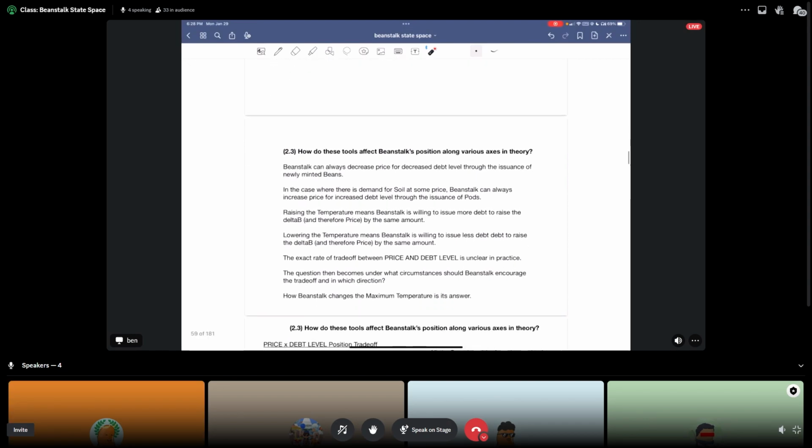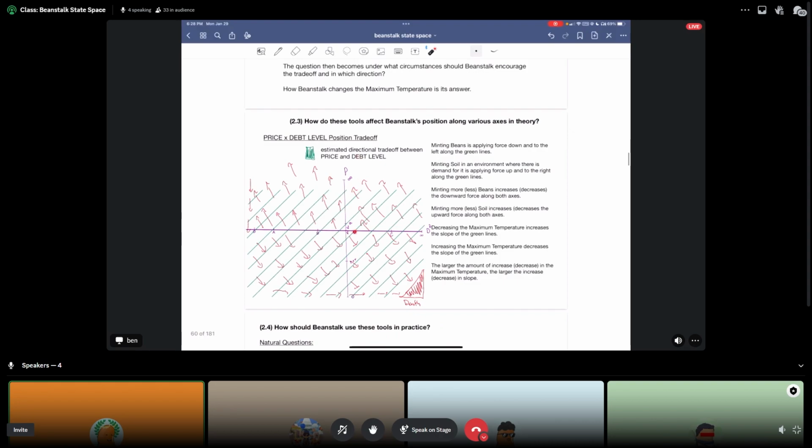Raising the temperature means Beanstalk is willing to issue more debt to raise delta B by the same amount, and lowering the temperature means it's willing to issue less debt. Changing the amount of beans or the amount of soil minted would change the amount of force with respect to price, and I guess also with respect to debt level, because it's along these axes. But changing the temperature changes the slope of the axis.